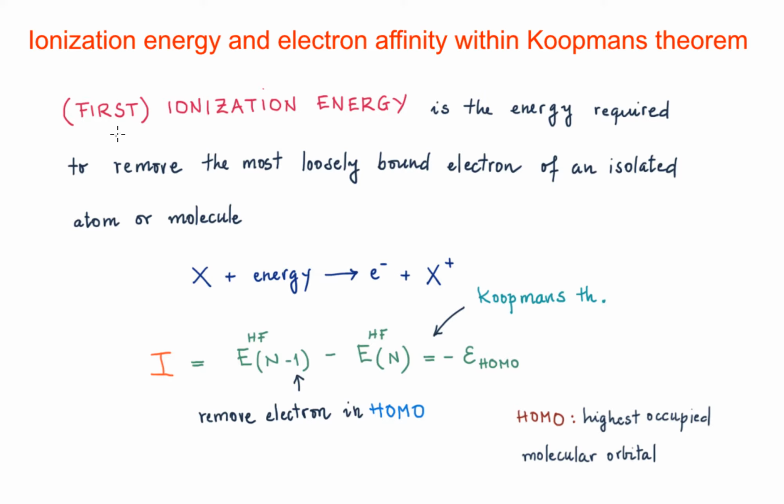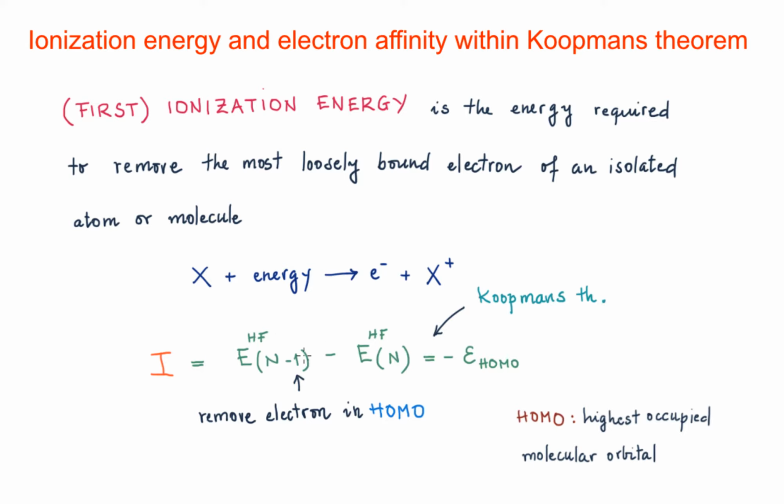Let me remind you what the ionization energy is. The first ionization energy is the energy required to remove the most loosely bound electron of an isolated atom or a molecule. Of course, you need to give energy to the system if you want to remove the electron of the atom and have a cation. Therefore, the ionization energy is defined as the energy difference between the final state minus the initial state.